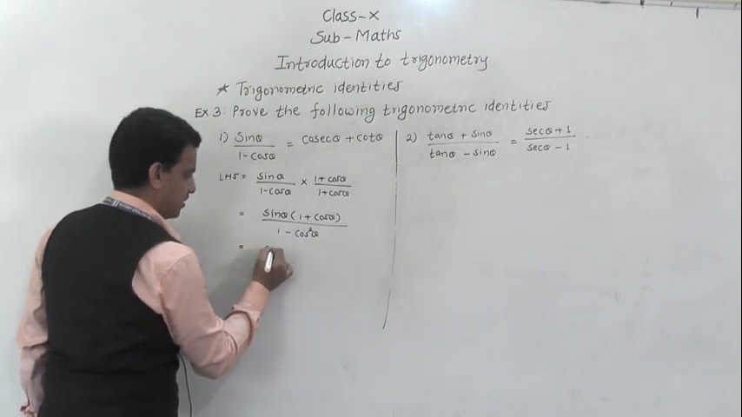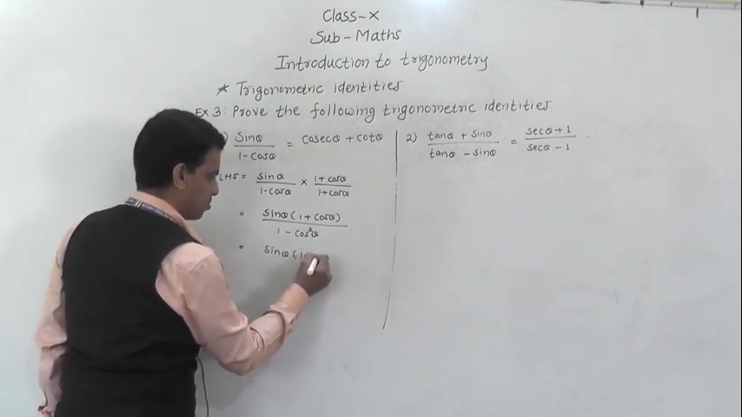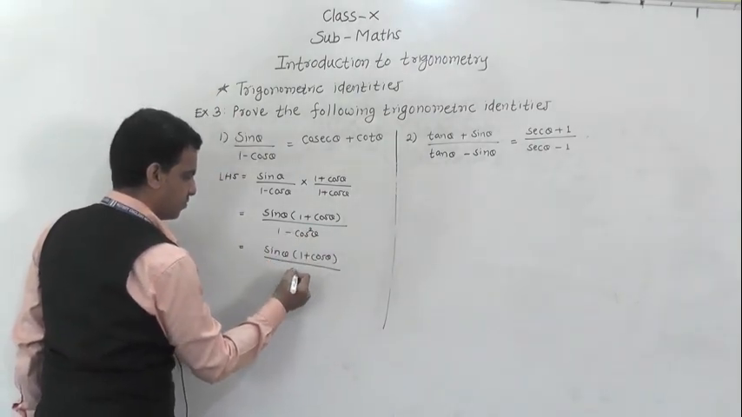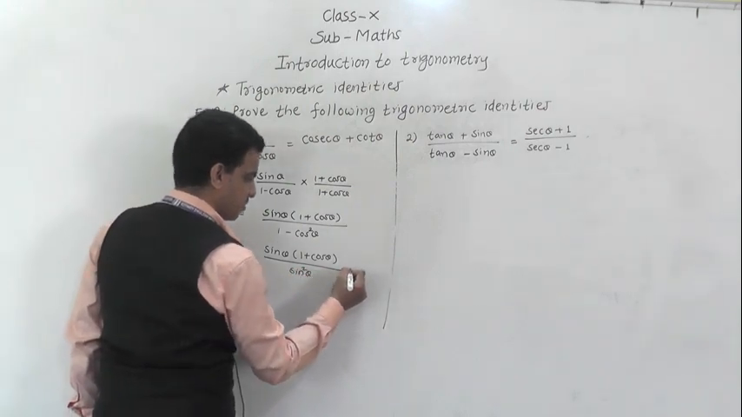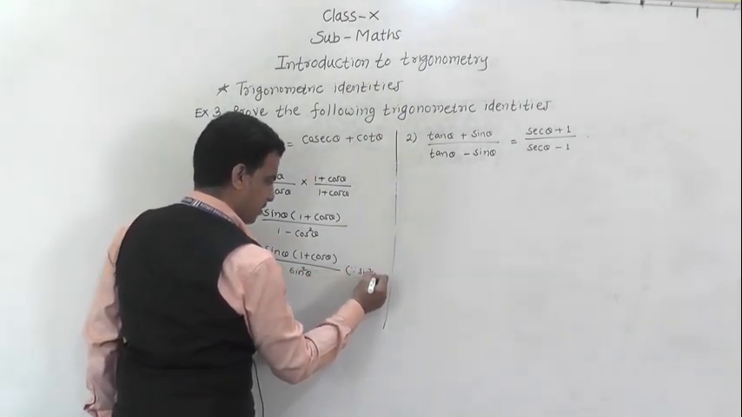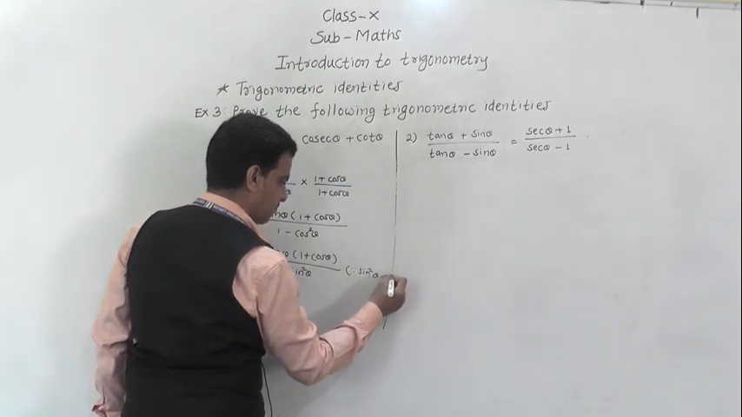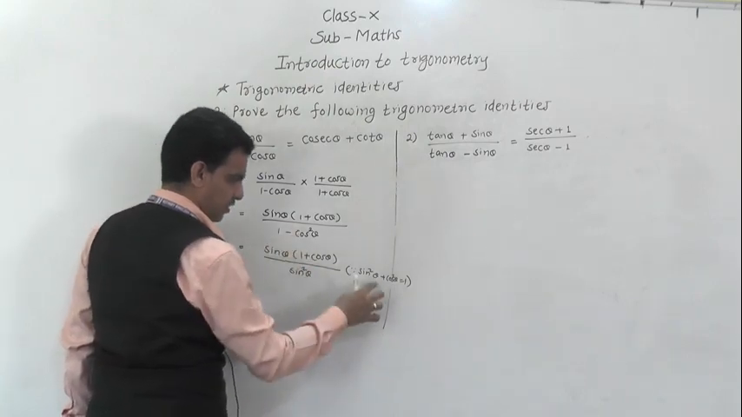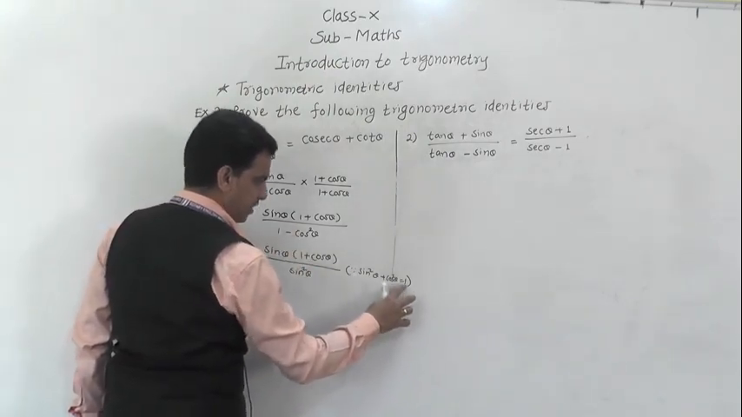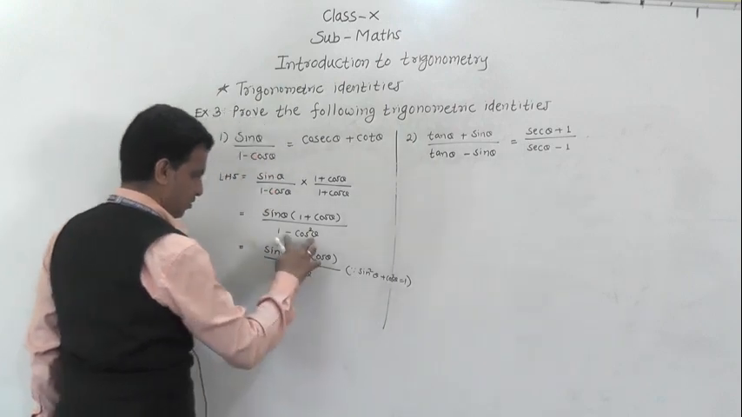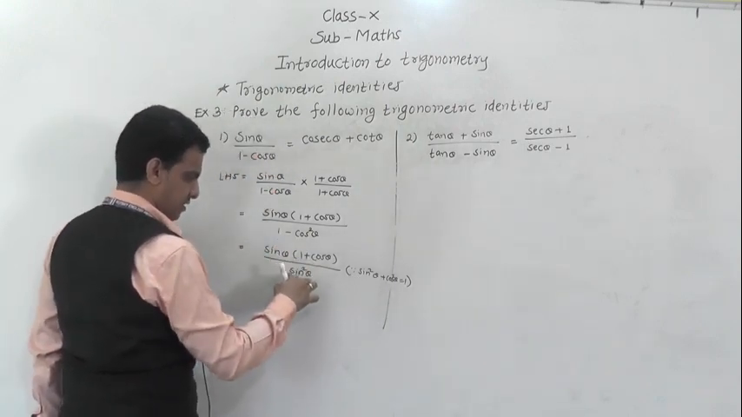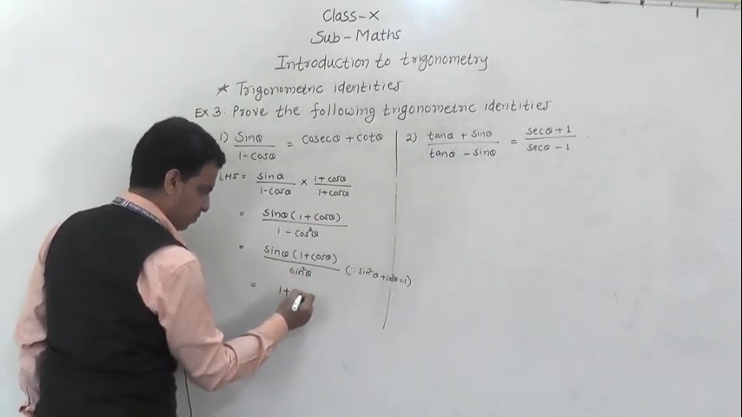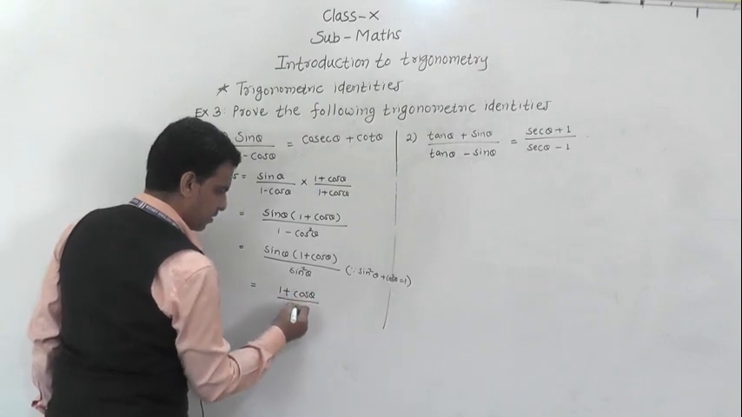Okay. Now sin theta into 1 plus cos theta divided by 1 minus cos square theta is equal to sin square theta, because sin square theta plus cos square theta is equal to 1. So 1 minus cos square theta, if we shift this cos square theta here, 1 minus cos square theta is equal to sin square theta. So 1 minus cos square theta replaced by sin square theta. Okay. Now 1 sin will be cancelled here. So what is remain? 1 plus cos theta divided by sin theta.